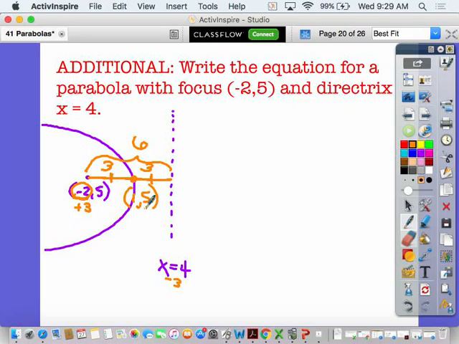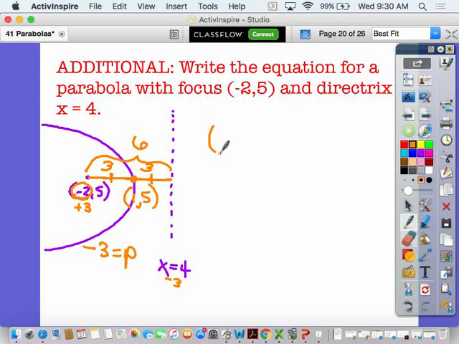Now on top of that, knowing that information, you actually know one other piece of information, which is what? P. Because P is the what? What does P represent? The distance between the vertex and the directrix, and the distance between the vertex and the focus. So P is 3. But P has to be negative since it's opening to the left, making your 3 negative.